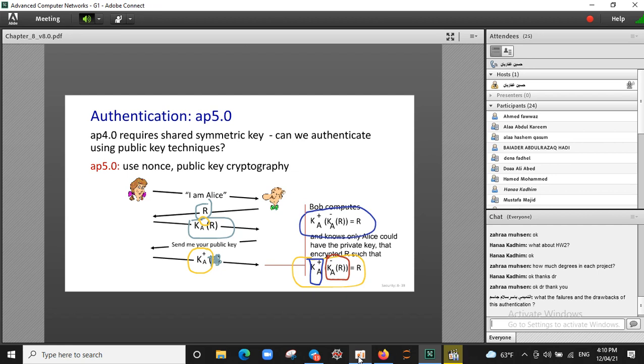Using this strategy, we can remove the risk of publishing a shared key or sending a shared key over the internet, over an unsafe platform.